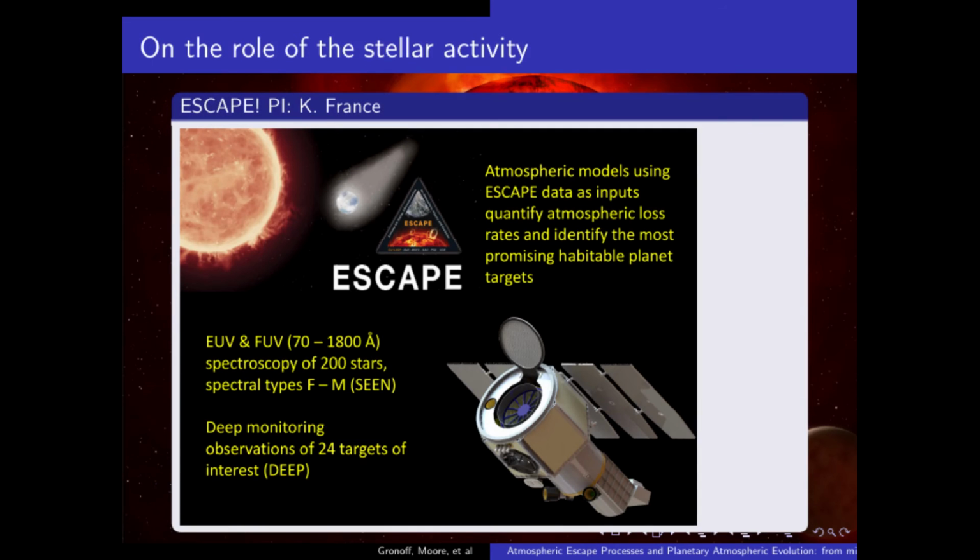To better understand the escape and the conditions around the stars where we have the potential of having a habitable planet, we need to observe these stars. So for the M dwarfs, and let's be a little more general here, for F to M stars, we would like to have a little more understanding and more observation of their activity, and that's why we proposed the ESCAPE mission with PI Kevin France to try to better quantify this atmospheric loss rate. And this mission is currently being reviewed by NASA.